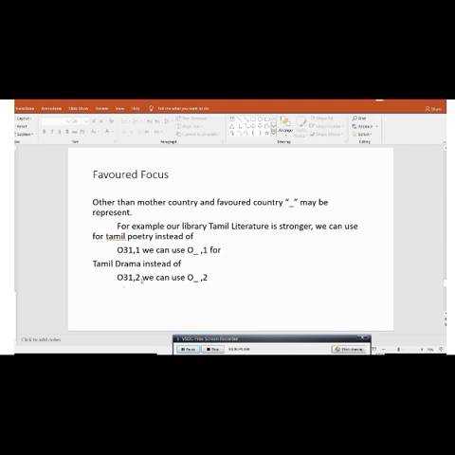In addition to that, Tamil drama, instead of O for the literature, 31, 2 is the drama number. So instead of O31, we can use O hyphen, 2.